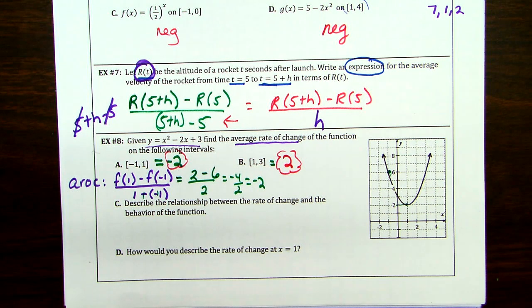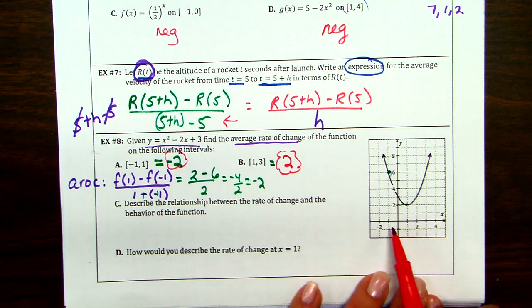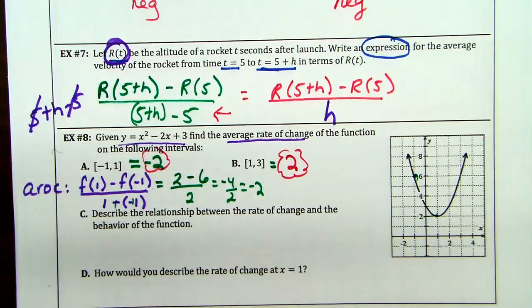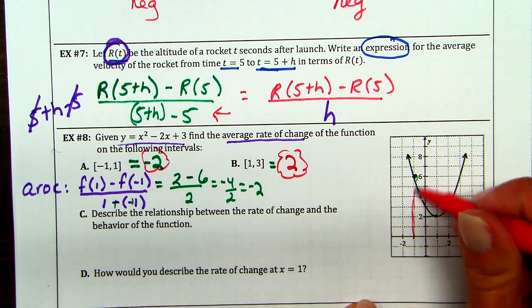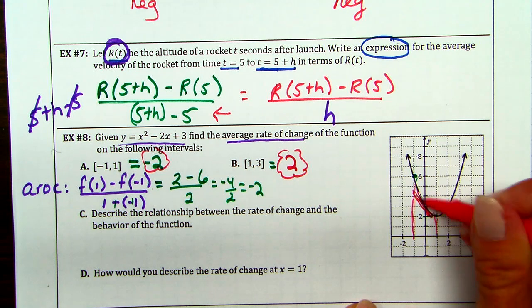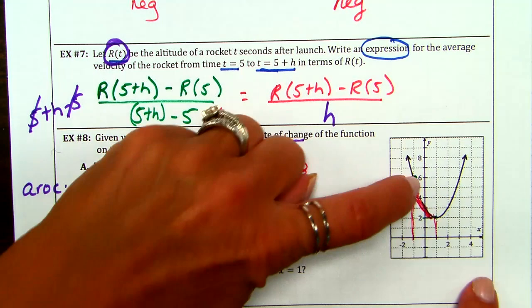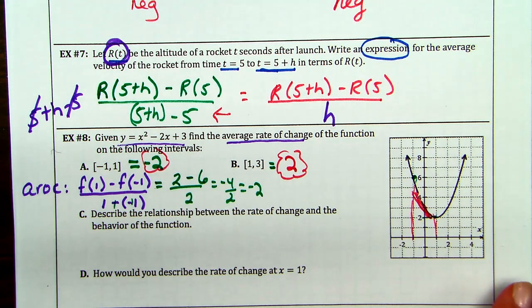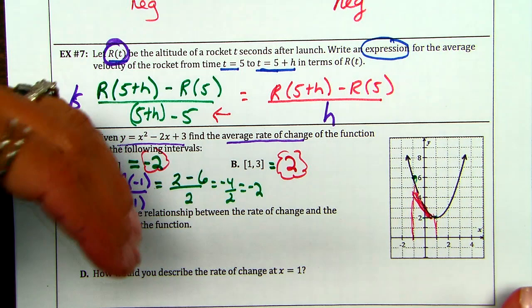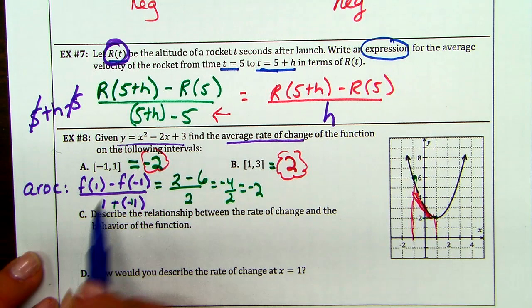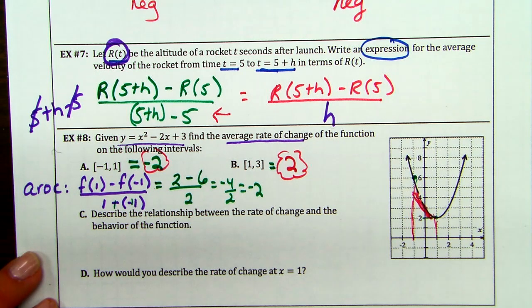So what they're saying here is from negative 1 to 1. That's the first one we did. Let me zoom in. From negative 1 to 1, that's this piece right here. What's the connection between a negative number and that graph? We're decreasing. So our rate of change or slope should be negative. They go together. I don't know how many more ways they want us to say it. But here's a way to write it out.